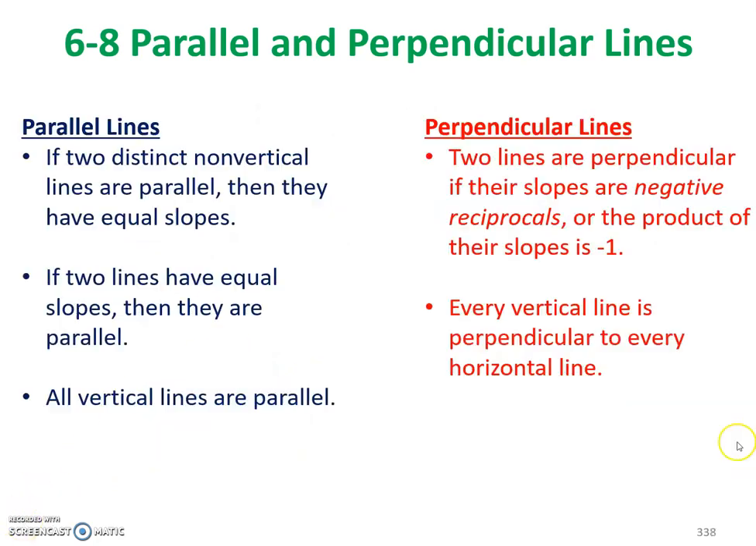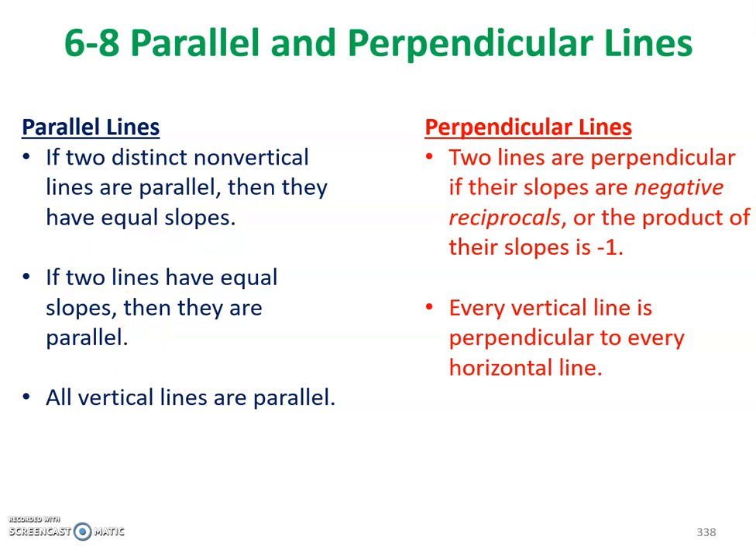Okay, on this slide, we're just talking about the difference between parallel lines and perpendicular lines. So for two lines to be parallel, again, they have the same slope. That's key. So if two distinct non-vertical lines are parallel, then they always have equal slopes. Okay, same slope, equal slope. If two lines have equal slopes, then they are parallel, automatically.